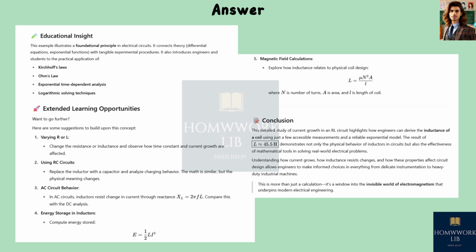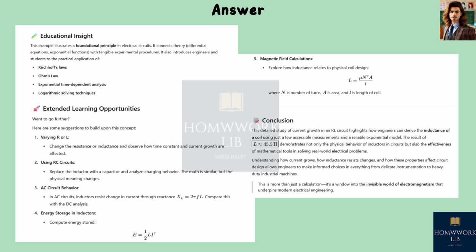Conclusion. This detailed study of current growth in an RL circuit highlights how engineers can derive the inductance of a coil using just a few accessible measurements and a reliable exponential model. The result of L approximately 45.5 H demonstrates not only the physical behavior of inductors in circuits, but also the effectiveness of mathematical tools in solving real-world electrical problems.